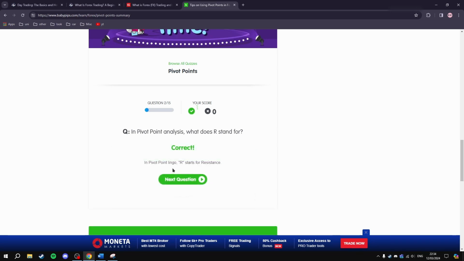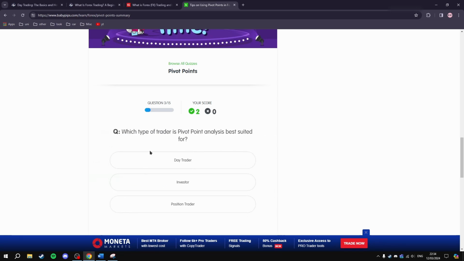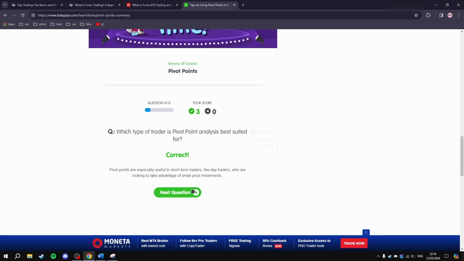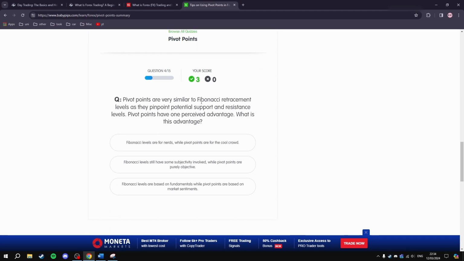Resistance. In pivot point lingo, R stands for resistance. What type of trader is pivot point analysis best suited for? Day trader, isn't it? Pivot points are especially useful for short-term traders, like day traders who are looking to take advantage of small price movements. Pivot points are very similar to Fibonacci retracement levels as they pinpoint potential support and resistance levels.